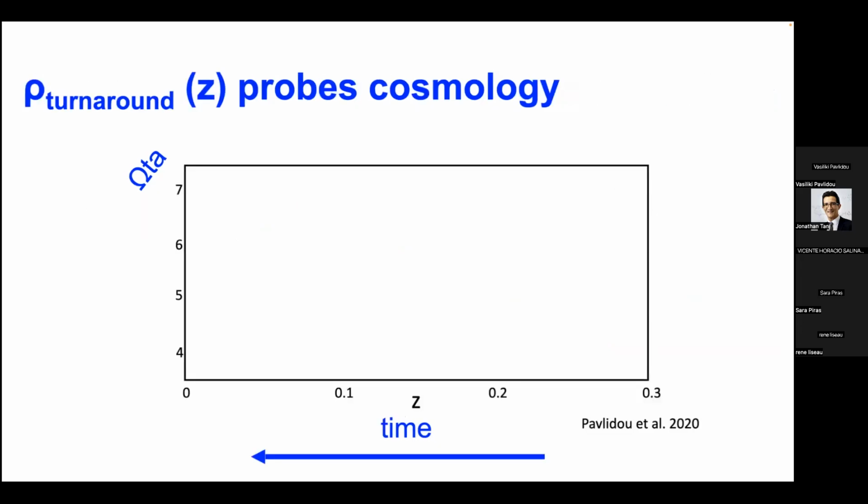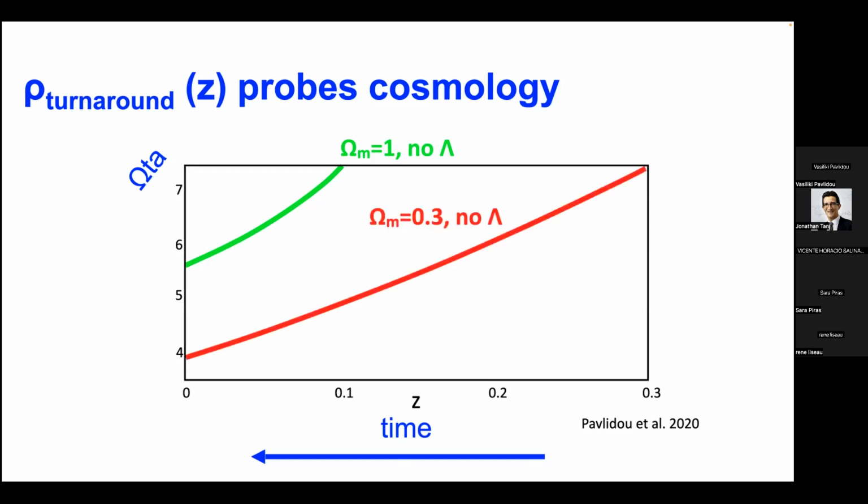Okay. So what I'm going to show now is the observer's plot, right? Time grows to the left, redshift grows to the right. So the further away we look, the more far away clusters will be at higher redshifts. So they will tell us what the turnaround density was in the past. Okay, so again, the 3 cosmologies: green, blue, and red. Green, I remind you, is omega matter equals 1 with no lambda. It starts between 5 and 6 omega turnaround, and it rises very fast as you look back in time.